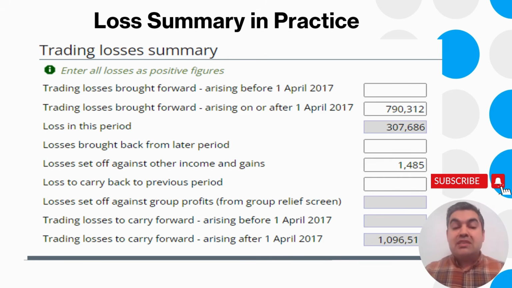And then we can see, if you look at the previous slides, that some of the trading loss we had set against the non-trading income. So we have the loss in the period of 307,686. If you do not take any action, you have an option for those losses. We have brought forward losses and current year losses, adding up together. If you don't wish to utilize any of these in the current year, if you look at the box, there is an option to carry losses back to the previous period. If there's a profit in the previous period, you can carry these losses back to the previous period.